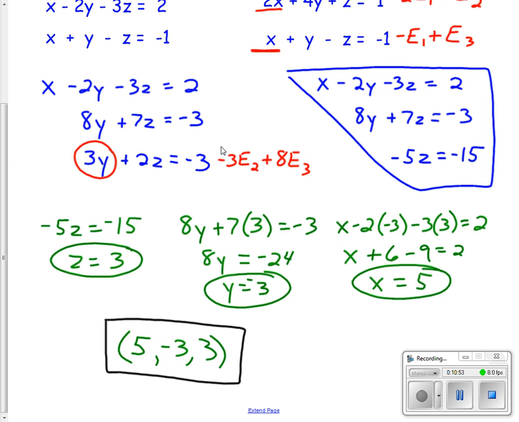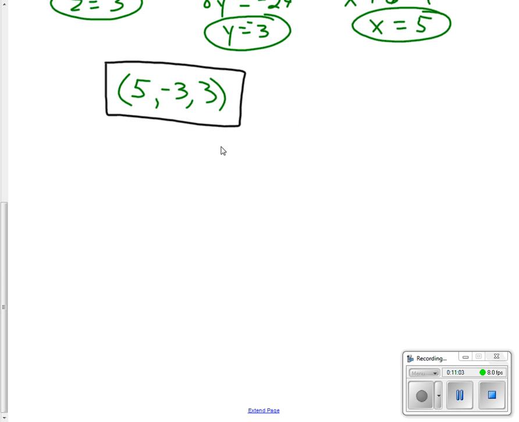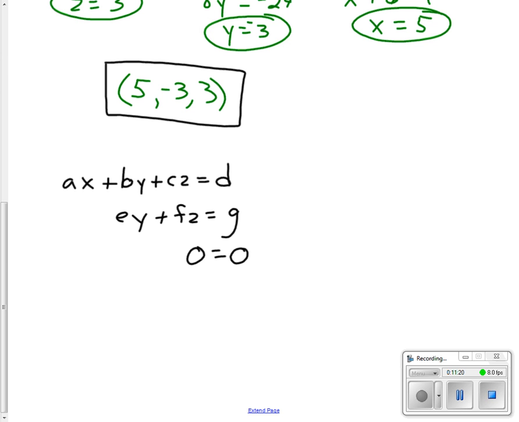Now it's nice if there's one particular point that's a solution. Sometimes you'll find there are no solutions, and sometimes you'll find there are infinite solutions. What'll happen when you're doing that is you're going to have an equation, ax plus by plus cz equals d, and then another equation, ey plus fz equals g, let's say. But then in your third equation, you'll wind up getting 0 equals 0 after doing the operations. When that happens, that means that there are infinite solutions.